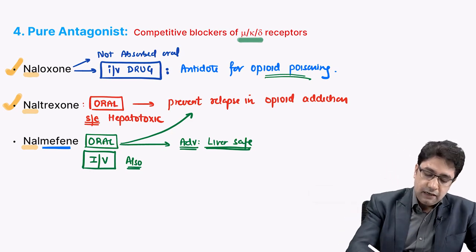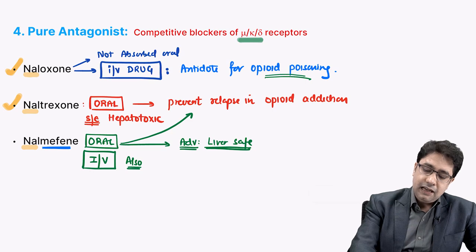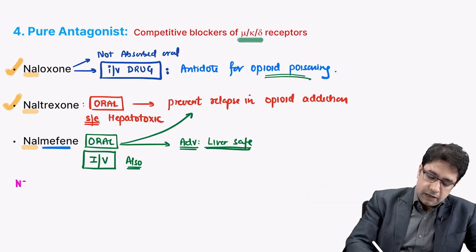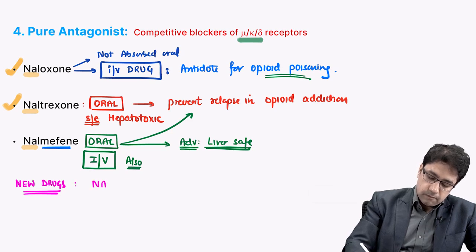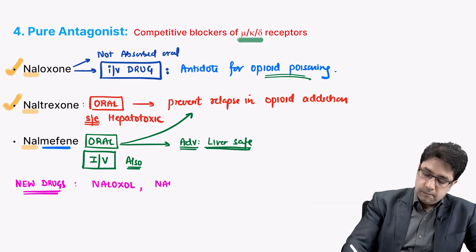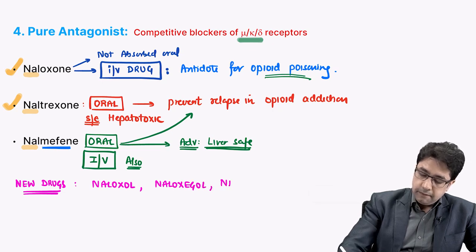Remember naloxone and naltrexone. Recently, other new drugs have been approved, which we are going to discuss. And these new drugs are also like naloxone: naloxegol, nalmefene.